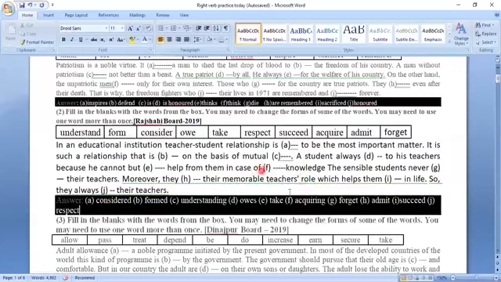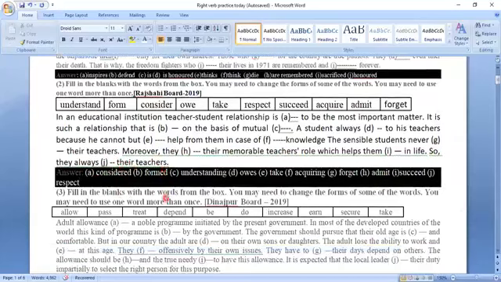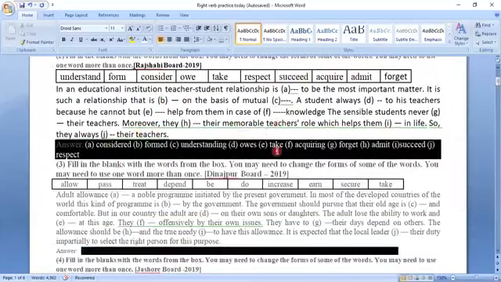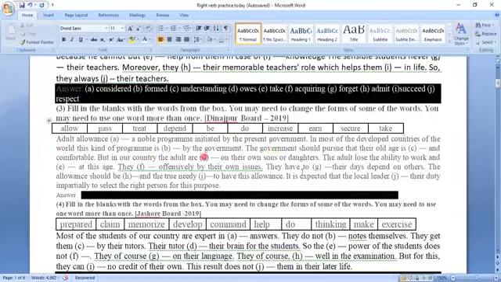So this is a preposition. After a preposition there is a verb, and the verb takes ing after it. The sensible students never what? Number G, never forget their teachers. Moreover, they admit their memorable teacher's role, which helps them succeed in life. So they always respect their teachers. Okay, so this is the answer. Now we go to number 3.